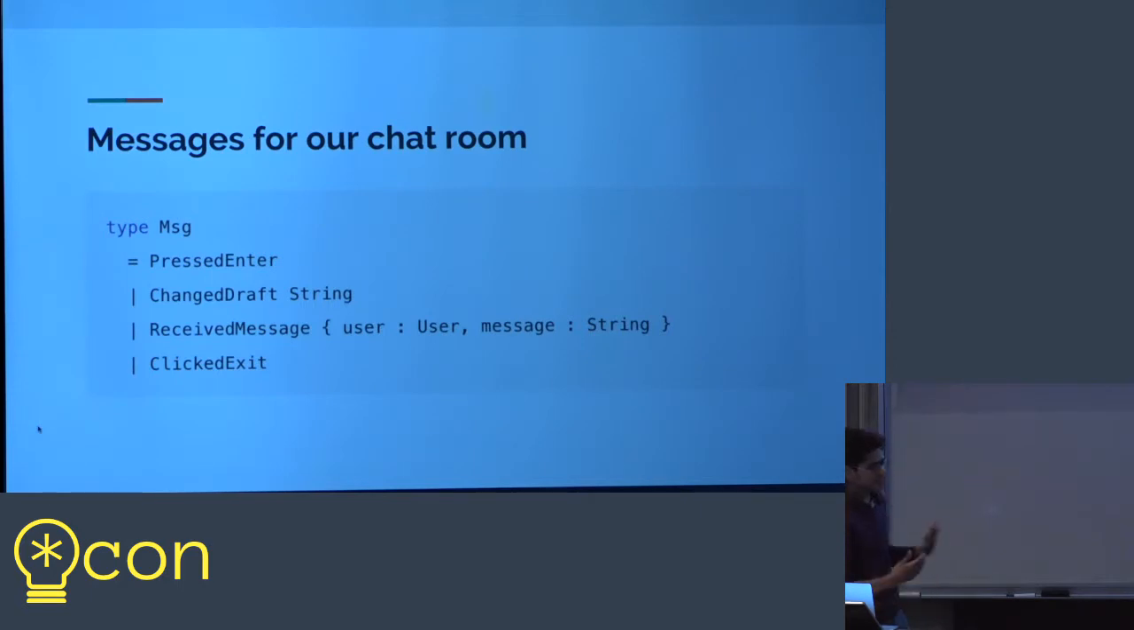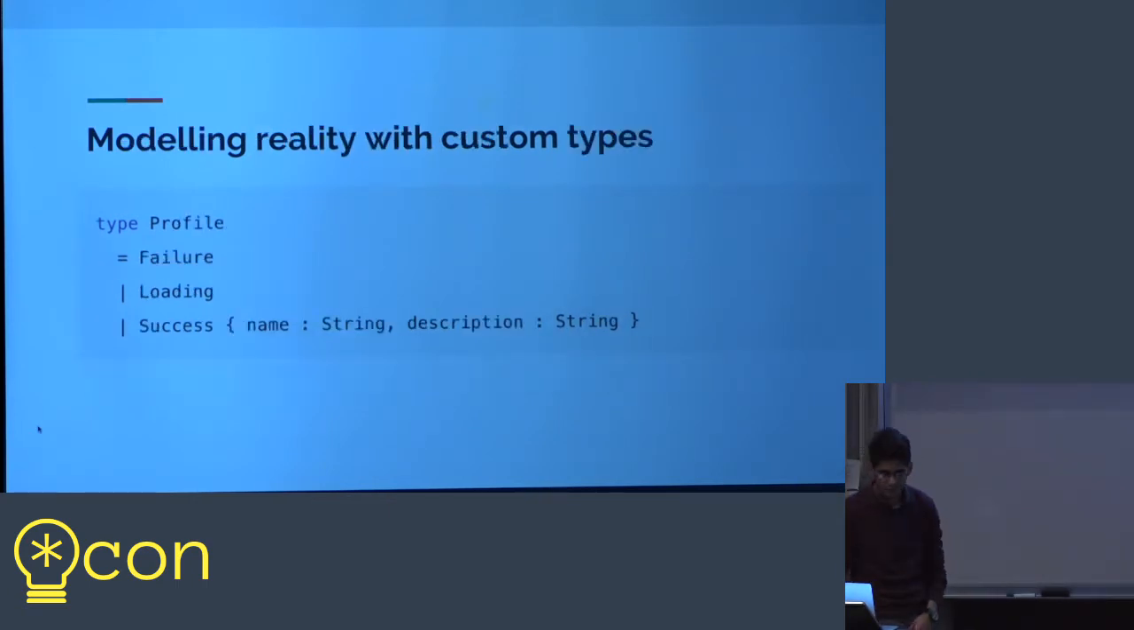Then there's a received message type, which is what's triggered when you receive a new message, and that carries with it some associated data, like the user that it's coming from and the message that it is carrying. And the last type of message that we will want is clicked exit, that the user has clicked the exit button. Now, as you can see, these are completely different types of events. But with custom types, you can actually have them defined in one type called the message. And we will see how this is useful and how people actually use it.